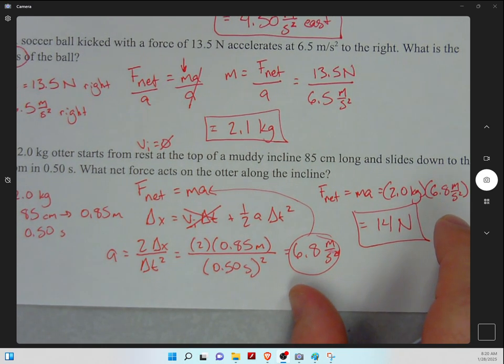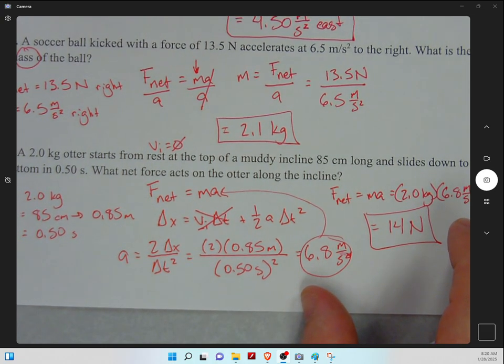See if I can get all that on the screen at once. Kind of close. Not quite.